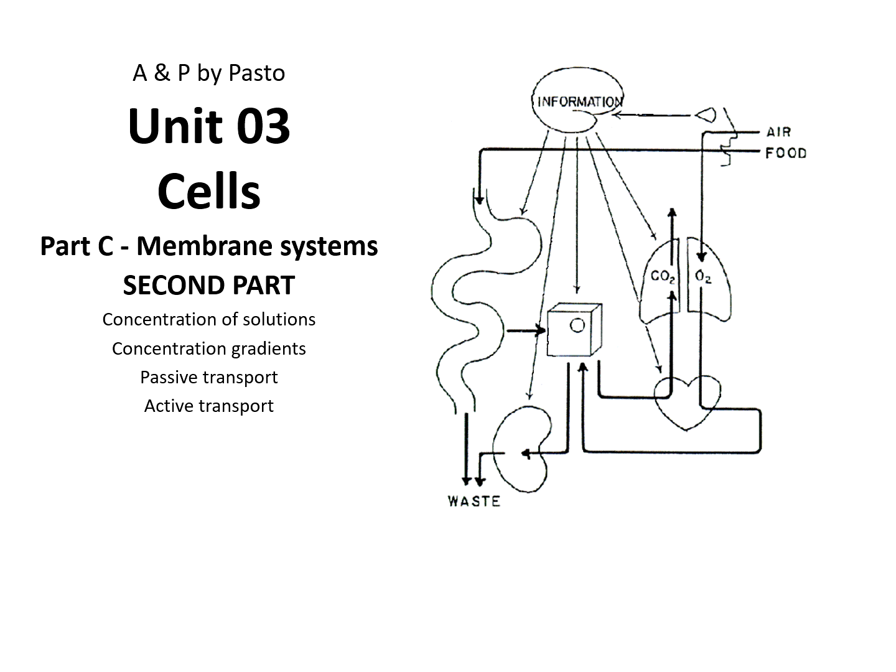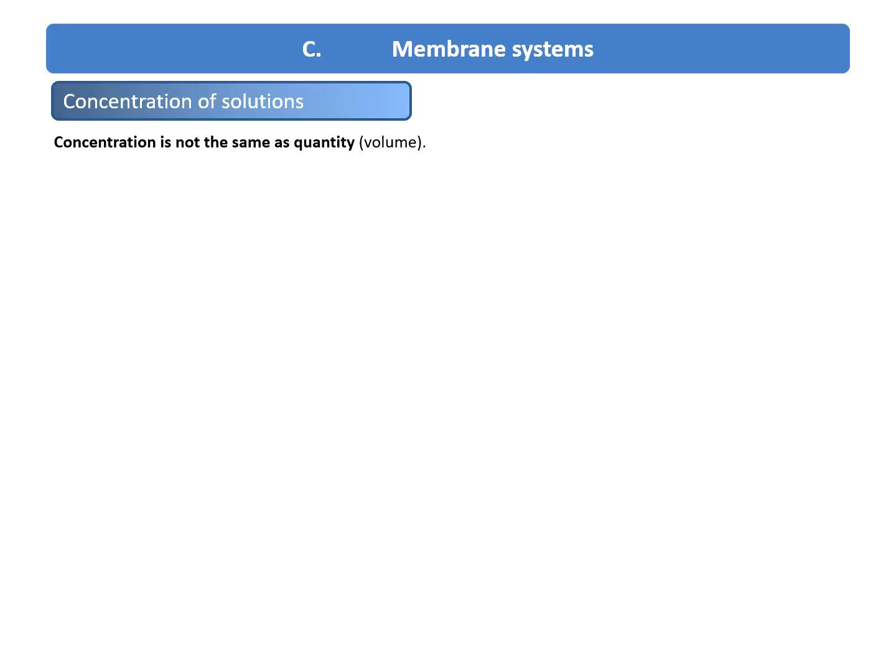This is part C, the second part, under Unit 3, Cells. We'll look at the concentration of solutions. We'll discuss concentration gradients, and we'll compare passive and active transport processes. Let's look at concentration of solutions.